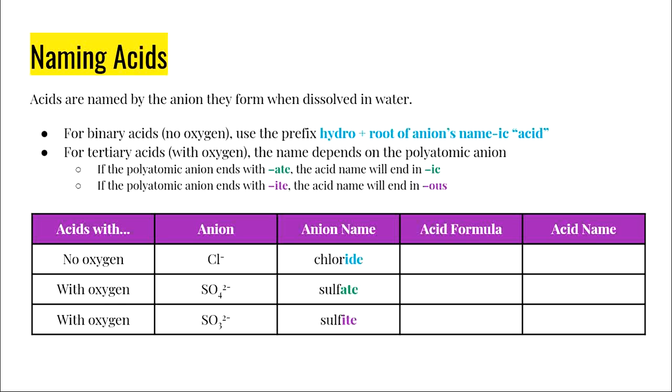Acids with no oxygen, and let's say that the anion is the chloride, and we previously looked at the formula HCl. The acid name is hydro, the root of the anion name, chlor, and then ic acid. It's hydrochloric acid. Now for tertiary acids that have oxygen in it, for example sulfate and sulfite, let's take a look at sulfate first. So the acid formula is H2SO4. The ending ends with ate, so we drop the ate and then we add ic to it. So it becomes sulfuric acid. For sulfite, we drop the ite and we add the us, and so it becomes sulfurous acid.